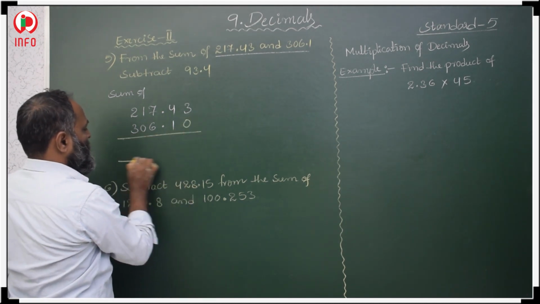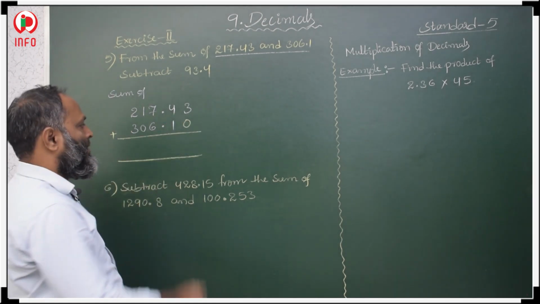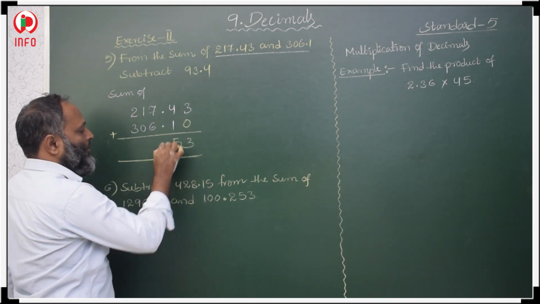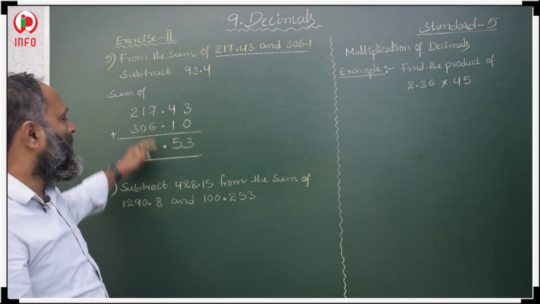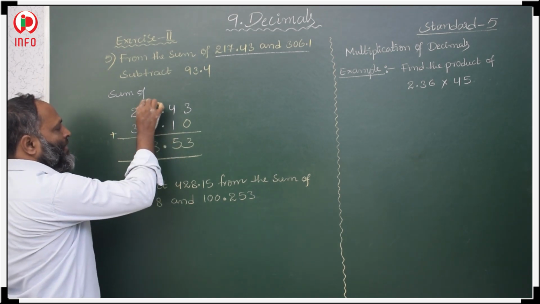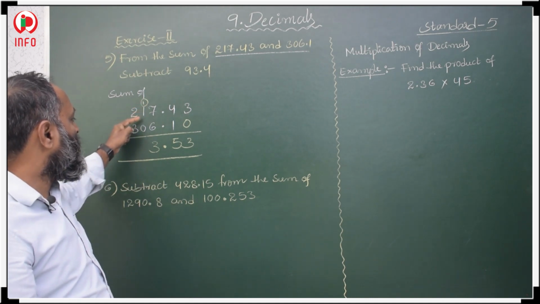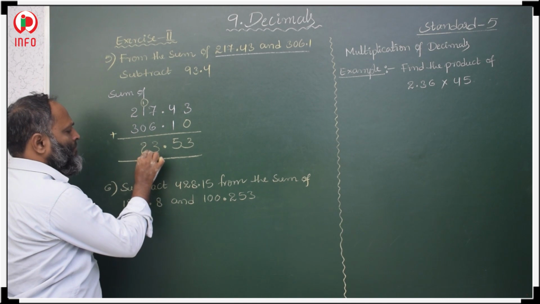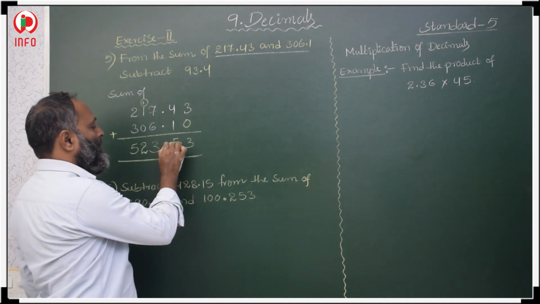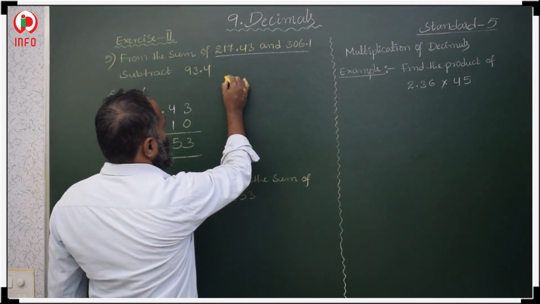Now find the sum. 3 plus 0, a number with 0 is the number itself. 4 plus 1 is 5. Then after that the decimal point. Then 7 plus 6, 13. 13 means 3 in the ones place, and 1 is carried over to the tens place. 1 plus 1, 2. 2 plus 0, 2. 2 plus 3, 5. It is 523.53.